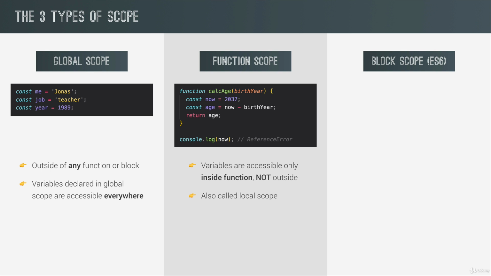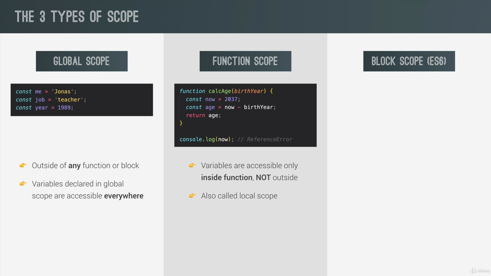Anyway, in this example here, the now variable is 2037 inside the calcAge function, and therefore we can use it in the function to do calculations. But outside of the function, as we try to log it to the console, we get a reference error. So JavaScript is trying to find the now variable in this global scope, so outside of the function, but it cannot find it. And so there is going to be an error.